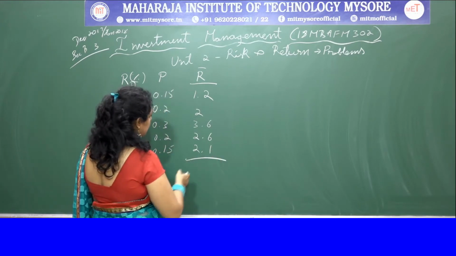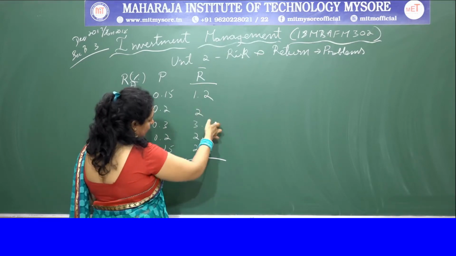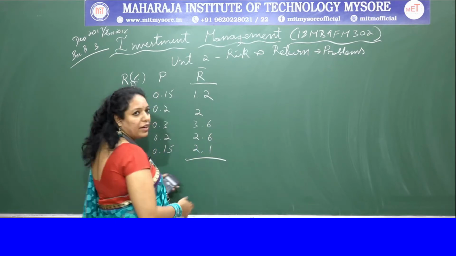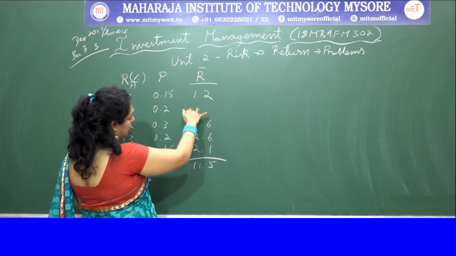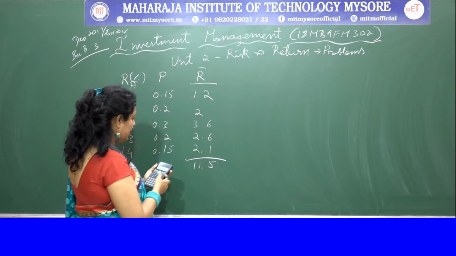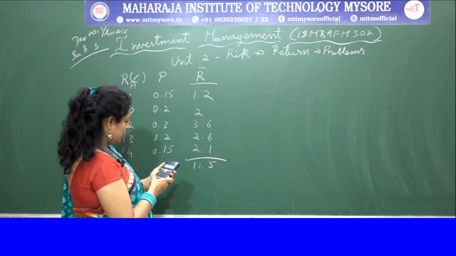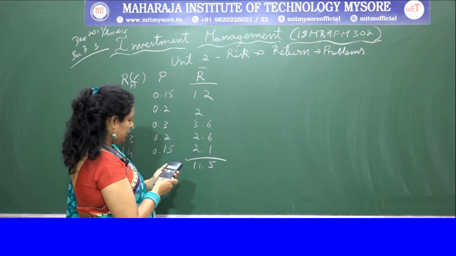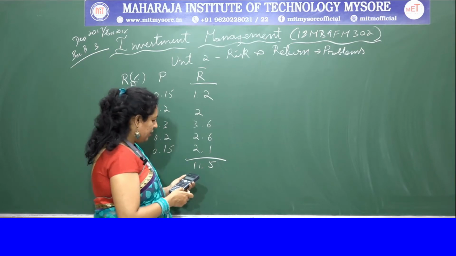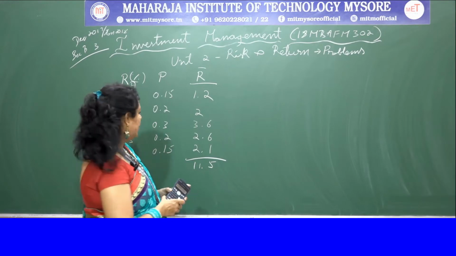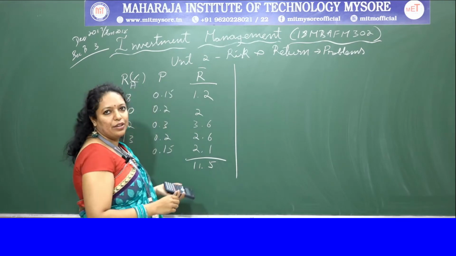Once we add, we'll do a cross check. 1.2 plus 2 plus 3.6 plus 2.6 plus 2.1. Yeah, 11.5 is the answer. Okay, in the same way, this is of A security we have done.